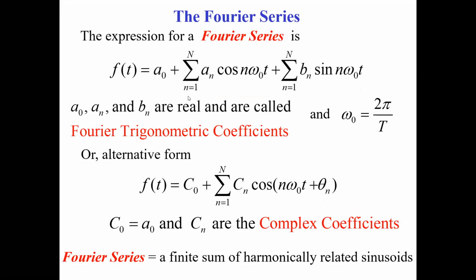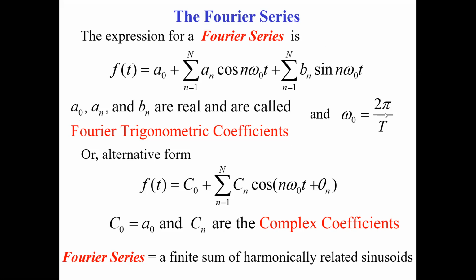Plus summation of n from 1 up to n, an cos of n omega naught t, plus summation of bn sin n omega naught t. Okay, this is the Fourier series expression, where a naught, an, bn are real and are called Fourier trigonometric coefficients.